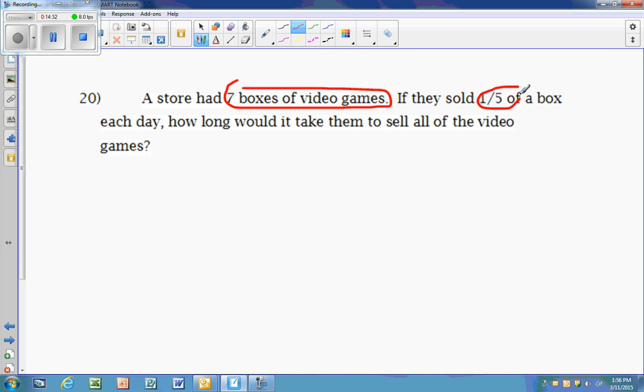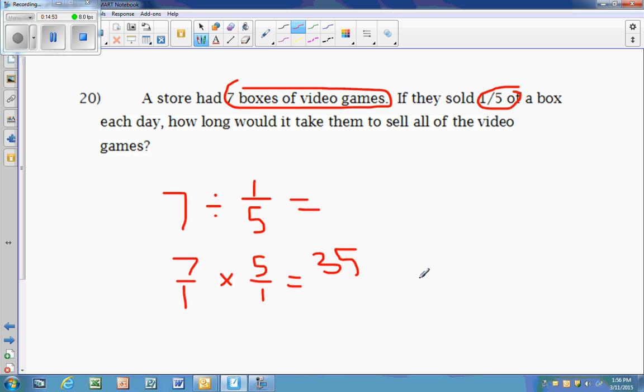And last, the store has 7 boxes of video games. If they sold 1/5 of a box each day, so 1/5 of a box each day, they have 7. We need to see how many fifths go into 7. So then we need to do our keep, change, flip. And we can see that it will take 35 days.